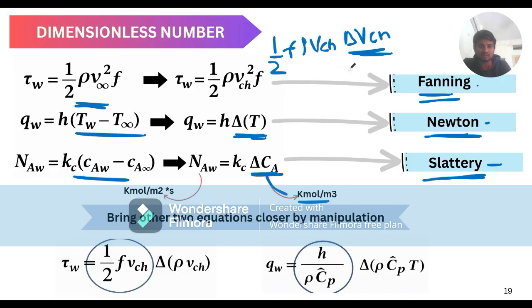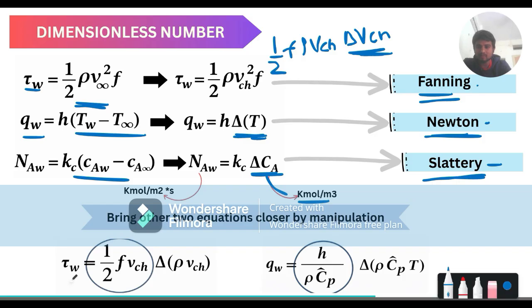So to account for this unit inconsistency, we make some necessary assumptions in Newton's law of cooling and Fanning equations. We multiply and divide Newton's law of cooling by rho Cp, and we multiply and divide the Fanning equation by density.